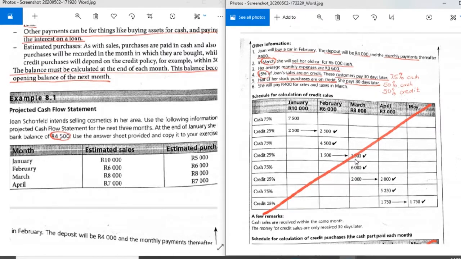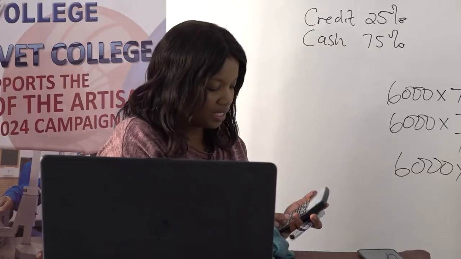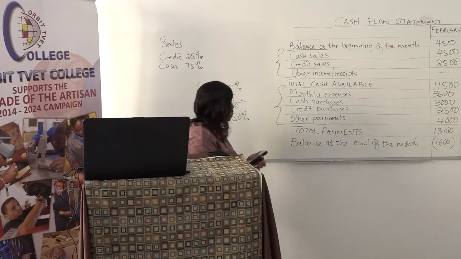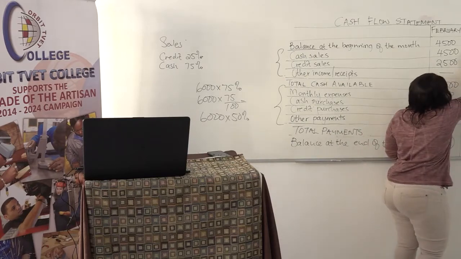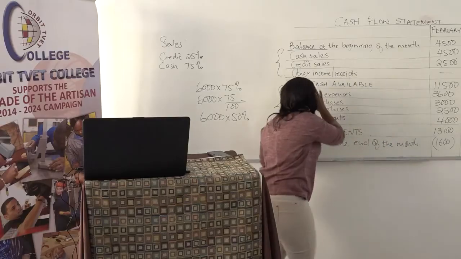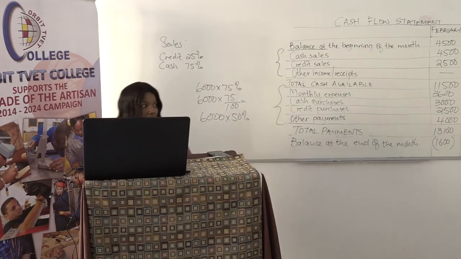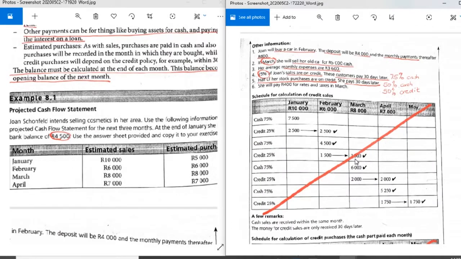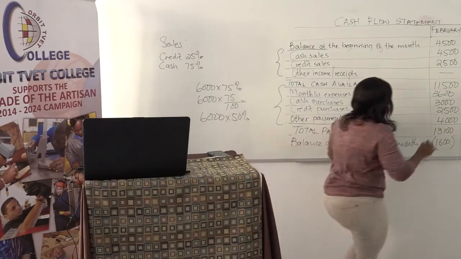Now, when we look at the information given, remember we are dealing with March, meaning that we need to go back to March. Our estimated sales for March is 8,000 rand. So it's going to be 8,000 multiplied by 75%. Remember we said cash sales is 75%. Then it gives us 6,000 rand. Then we move to credit sales. Our credit sales is 25%. We go back to the previous month, which is February. We say 6,000 rand multiplied by 25%. Then we get 1,500 rand.